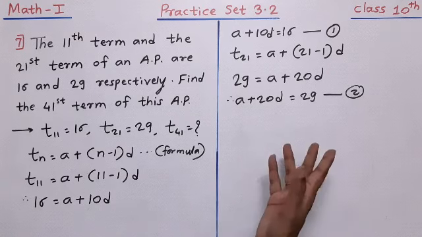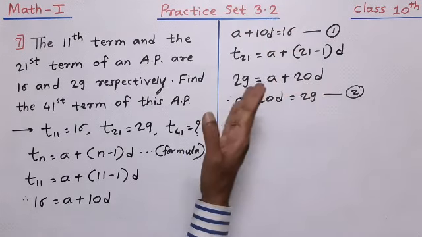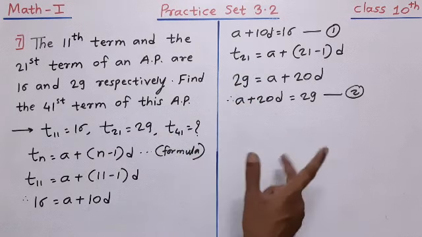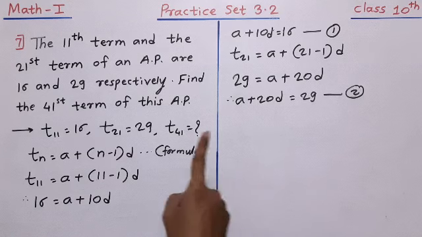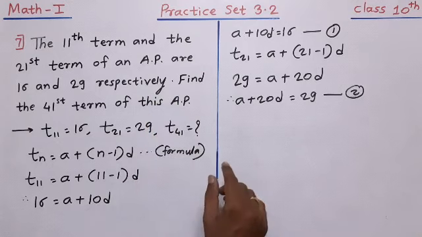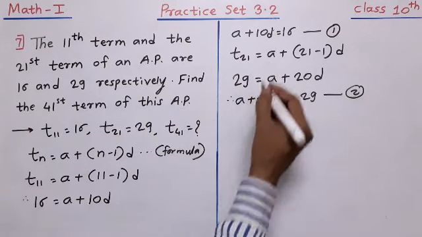Once we get the value of d, by substituting the value of d in equation 1 or 2, you get the value of a. Now once you get the values of a and d, putting those values in the formula of T41, you get the 41st term of AP. I hope that you must have got the link here. Now let us solve these two equations.